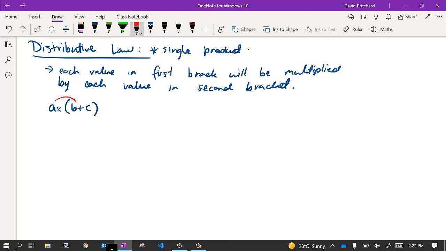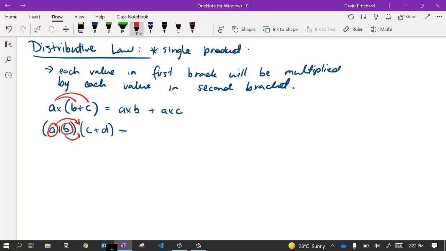It's just going, well, A must be multiplied by each of those separately. So that would be A multiplied by B and A multiplied by C. And if we broke that into a scenario where we had two brackets, A plus B multiplied by C plus D, then what it's really saying is that A itself must be multiplied by the second bracket, and B itself must be multiplied by the second bracket.